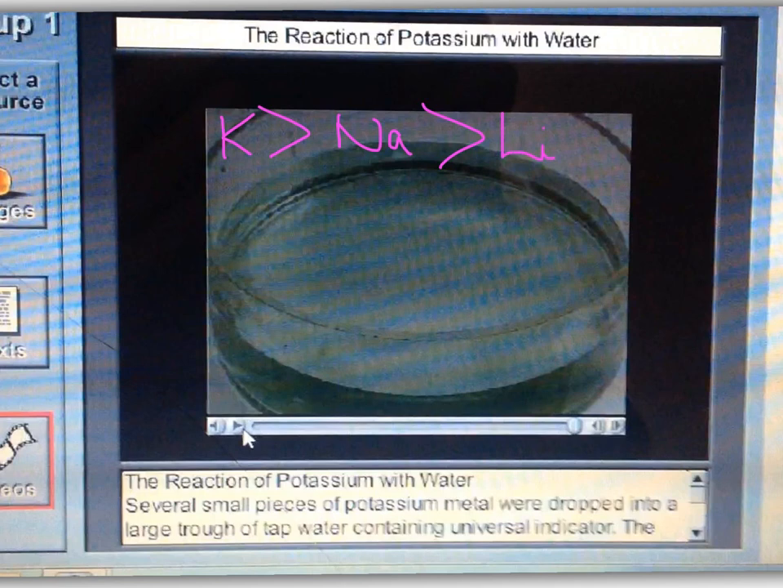And if we were to continue that trend, we would expect rubidium to perhaps be more reactive and cesium to be even more reactive than that. So we'll look at those in a short while and see whether it's true or not.